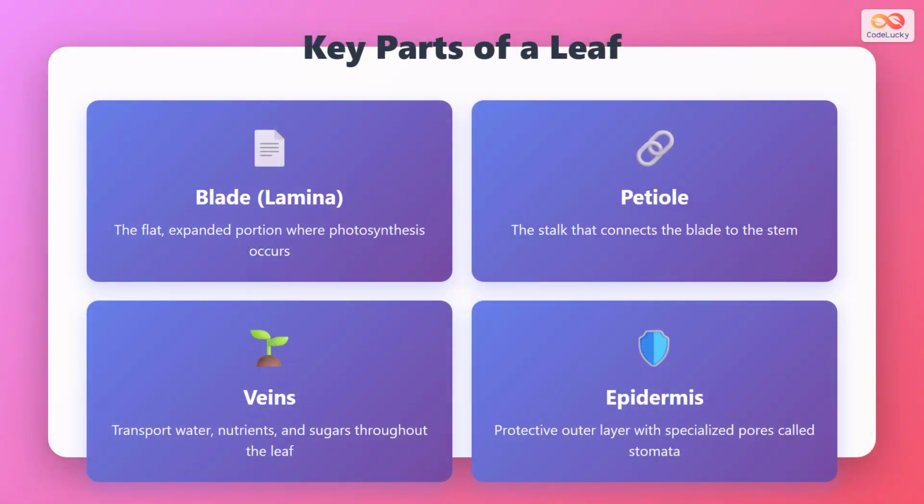A typical leaf consists of 4 key parts. First, the blade or lamina, which is the flat, expanded portion where most photosynthesis takes place. Second, the petiole, which is the stalk that connects the blade to the stem and helps position the leaf for optimal light exposure. Third, the veins, which form a network throughout the leaf to transport water, nutrients, and the sugars produced during photosynthesis. Finally, the epidermis, which is the protective outer layer containing specialized pores called stomata that regulate gas exchange.